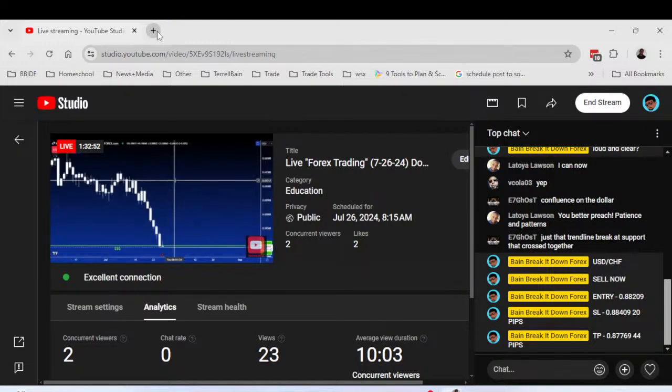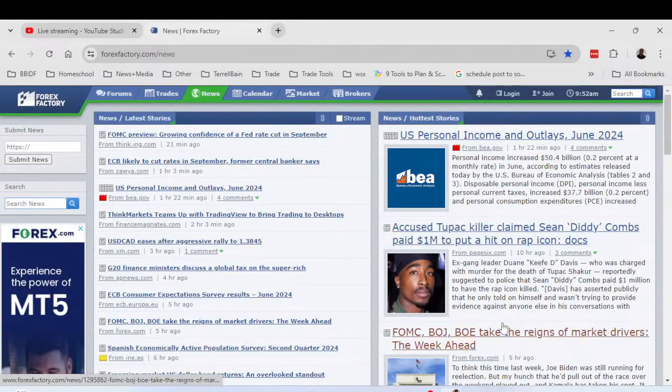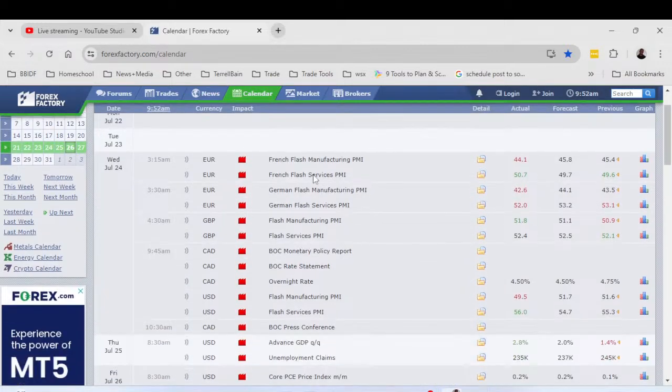Let's just see if we got a lot of news going on. Why do they have Tupac up here on the Forex site? Accused Tupac killer claims Sean Diddy Combs paid $1 million to put a hit on him. I think we know that already. But I don't know why that's on Forex.